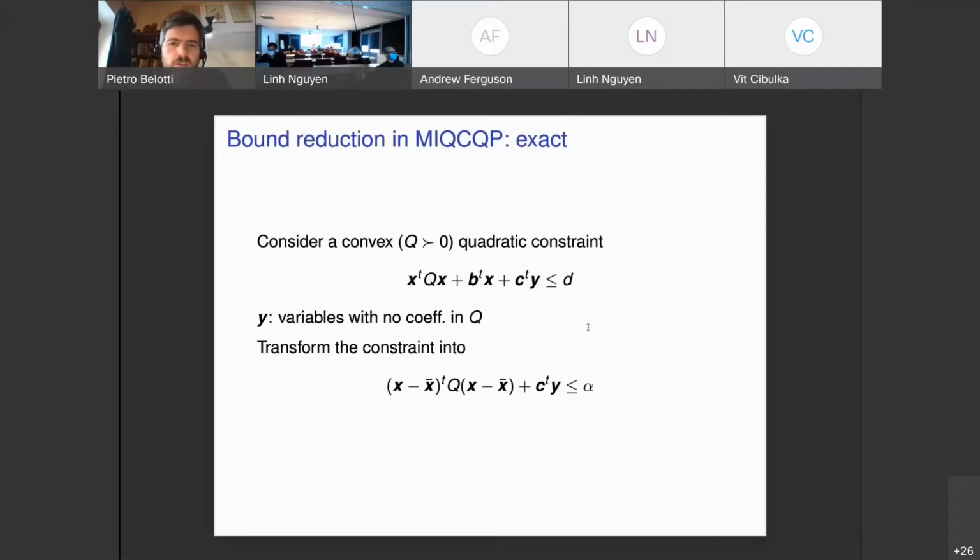So what we could do, if Q is positive definite, is transform that into a slightly different form where we actually get some more information about the quadratic form itself, in that we get the global minimum x bar of the quadratic form x transpose Qx plus b transpose x, because that can be actually useful for deriving bounds, as we'll see in the next slide.